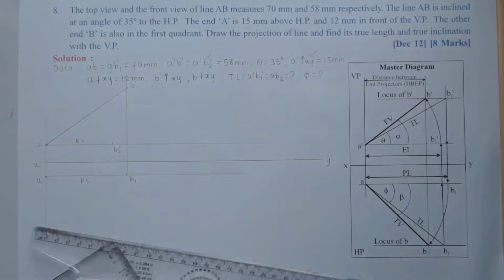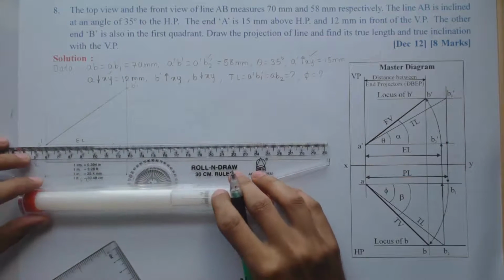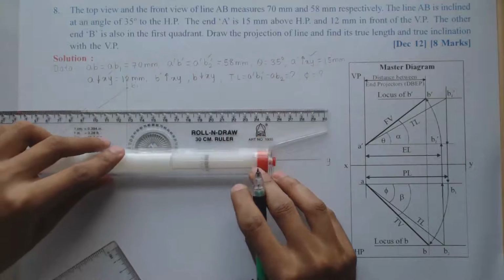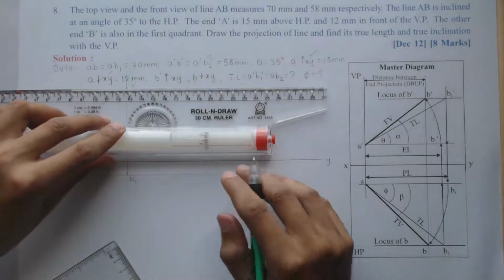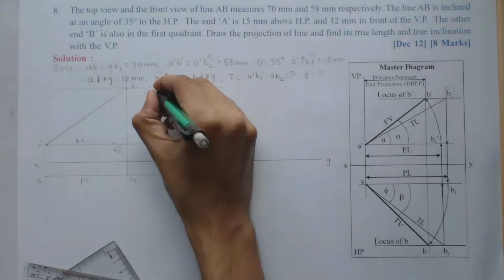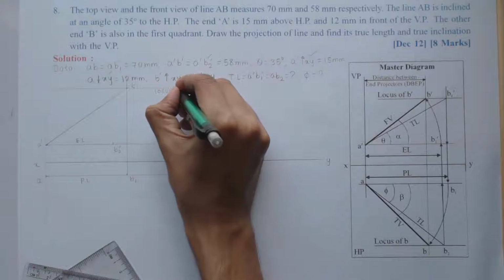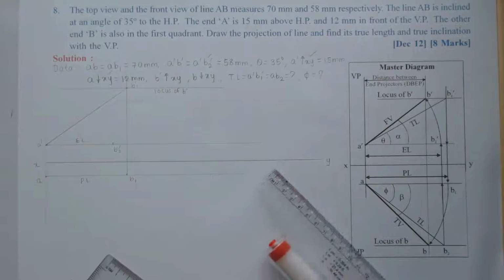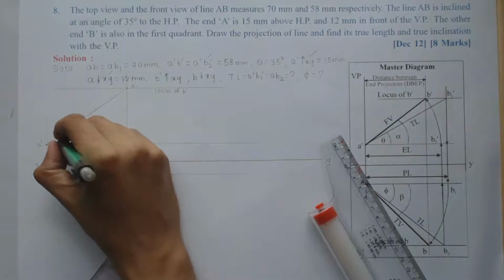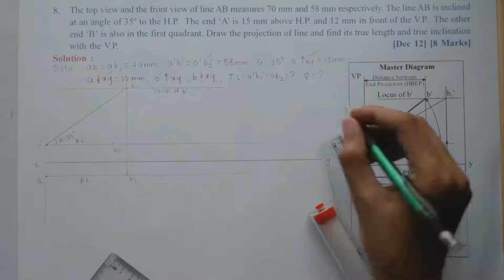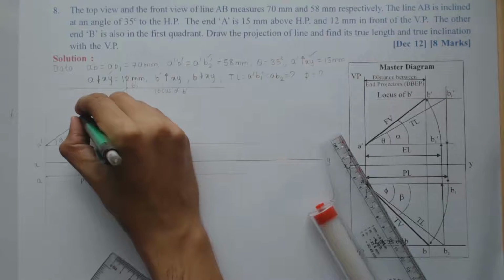Okay. And from this B1 dash, I can mark a parallel line which will give me the locus of B dash. So this horizontal line passing through B1 is giving me locus of B dash. Okay. So using theta, which is equal to 35 degree, we have marked the true length in front view, which is A dash B1 dash. So this is true length.